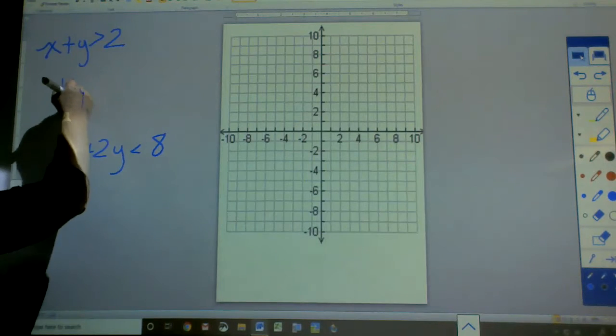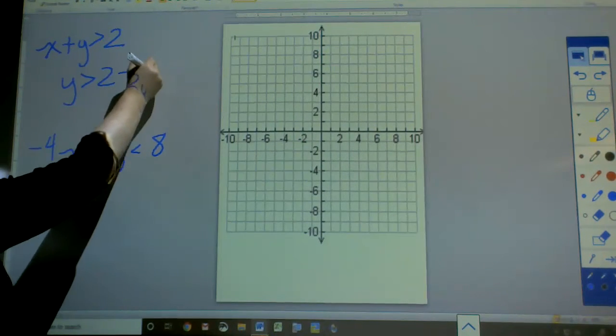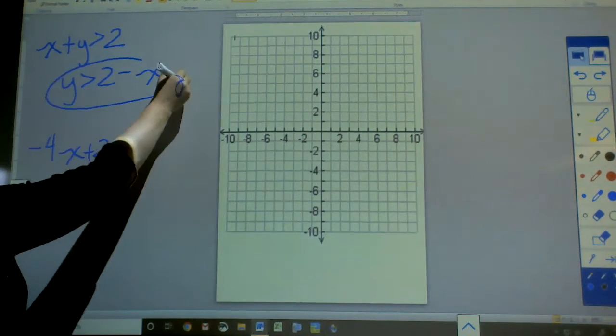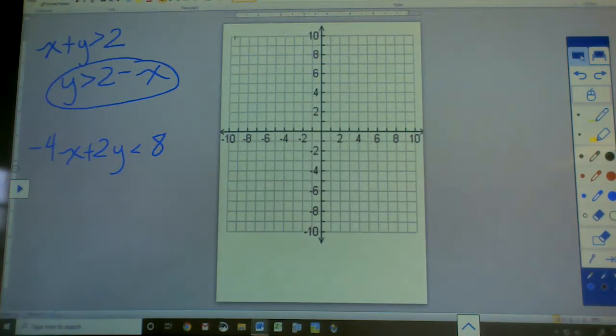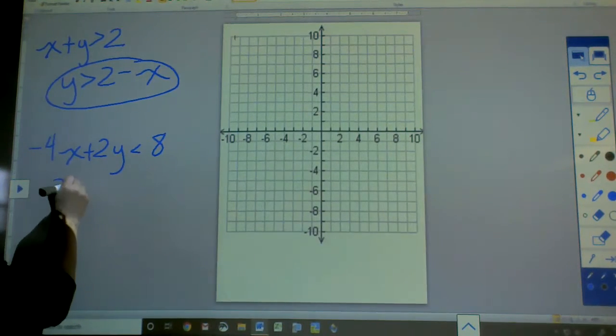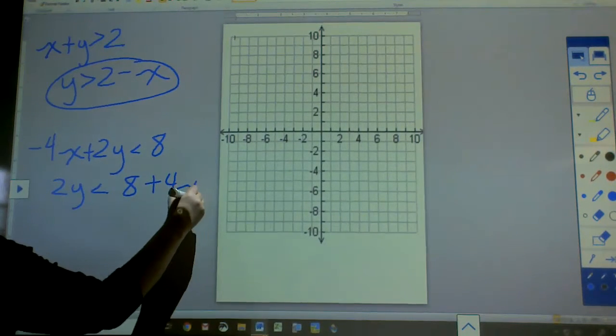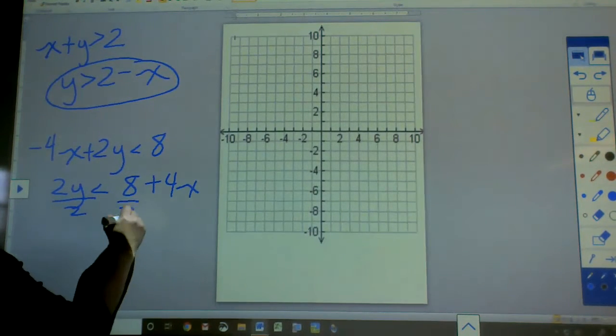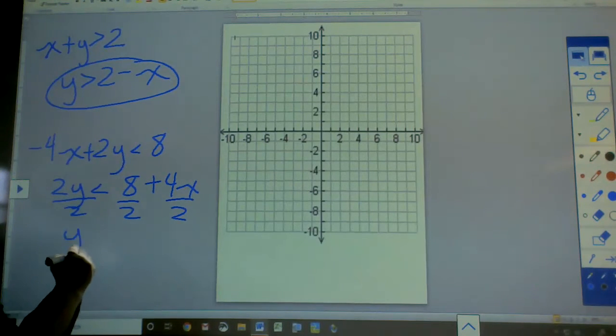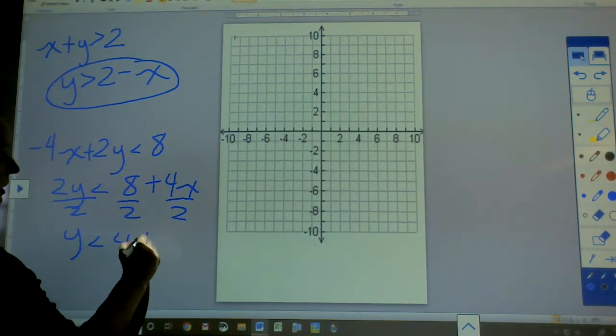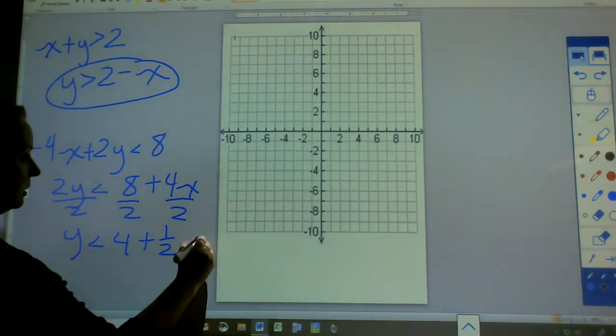Okay, I'm going to solve for y. Y is greater than 2 minus x. I'm just going to circle it so I can find it. And so this one would be 2y is less than 8 plus 4x. And I'm going to divide everything by 2. So y is less than 4 plus a half x.